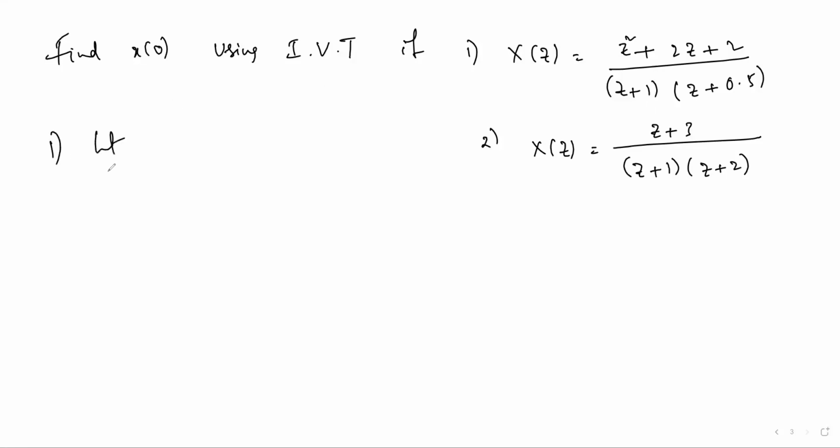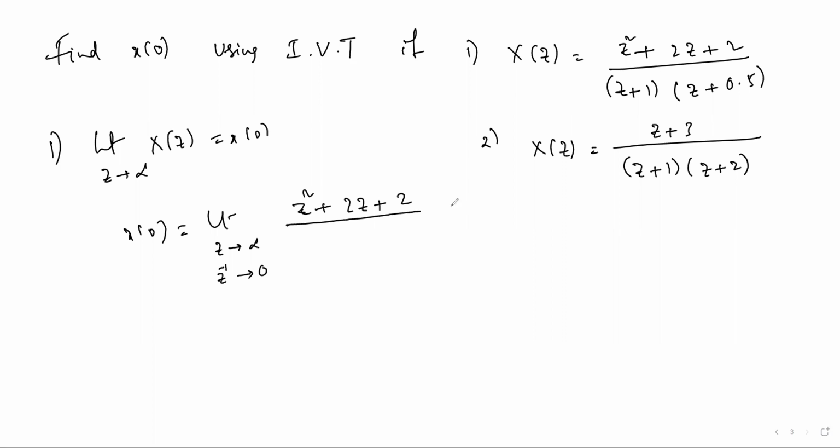First one, let us see. Limit x of 0 is limit z tending to infinity x of z, nothing but x of 0. So for this, if limit z tending to infinity, z inverse should be tending to 0. Fine. So this is z square plus 2z plus 2 divided by, if I take z common from the denominator, both terms, you can write this one like this, 1 plus z inverse, 1 plus 0.5 z inverse.